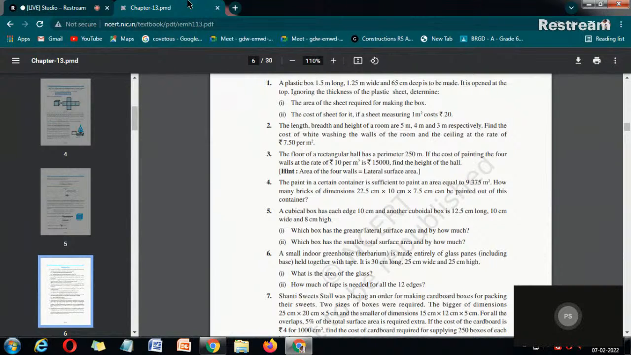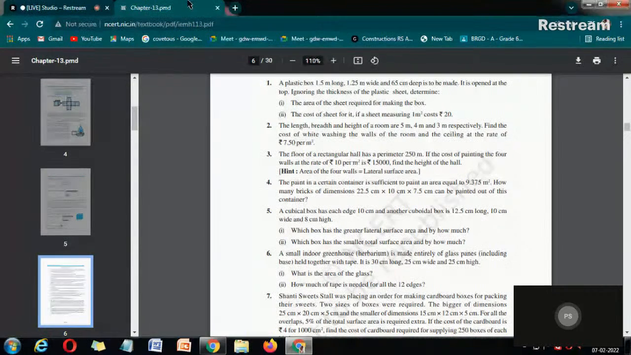So, Shanti Sweet Stall was placing an order for making cardboard boxes for packing their sweets. Two sizes of boxes were required. The big, write it one side, small, write it other corner, because we will do in both the ways. So bigger is in the dimensions of 25 centimeters length, 20 centimeter breadth, and 5 centimeter height. The smaller dimensions, 15 centimeter length, 12 centimeter breadth, and 5 centimeter height.